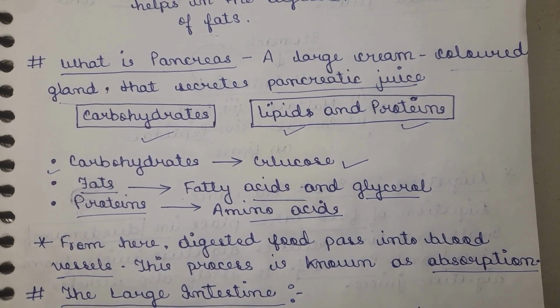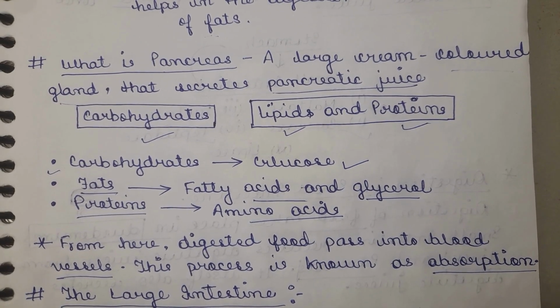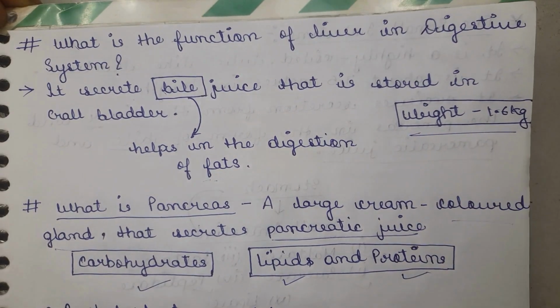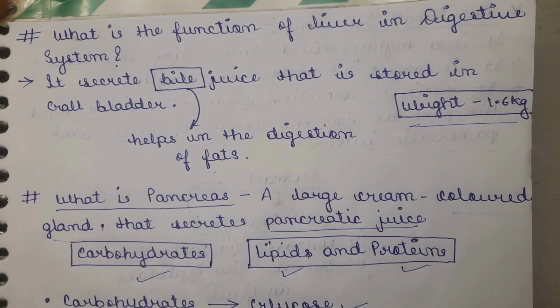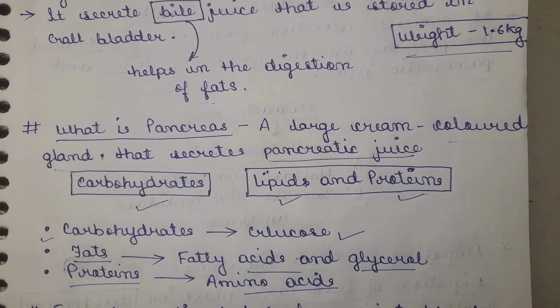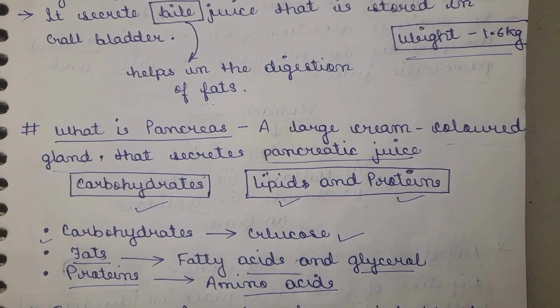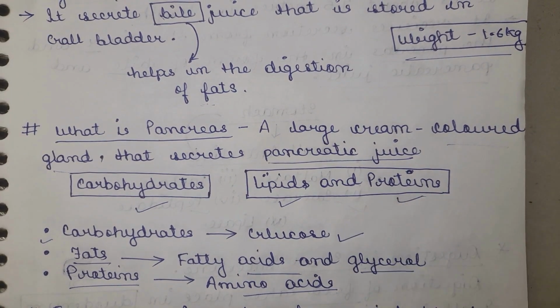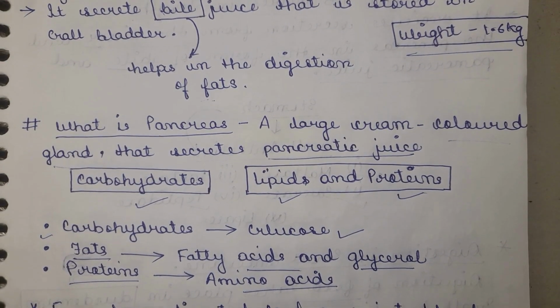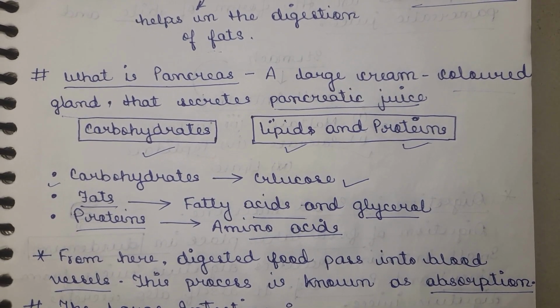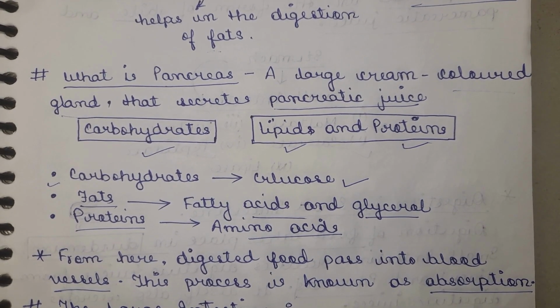We should also know that the weight of a human liver is around 1.6 kg, and the liver is the only organ of the body that has the capacity to regenerate itself. And we can also say that the pancreas also regulates the level of sugar in our blood. So this was about the functions and the structure of the liver and the pancreas that help in digestion.